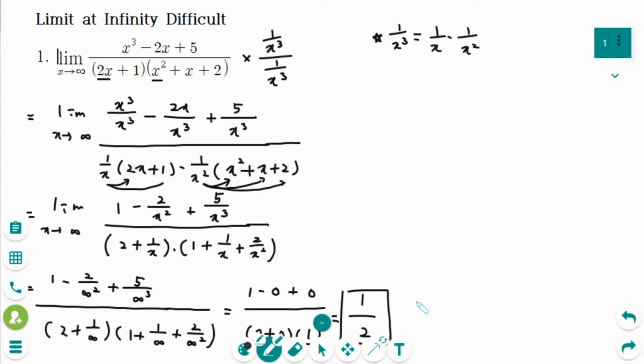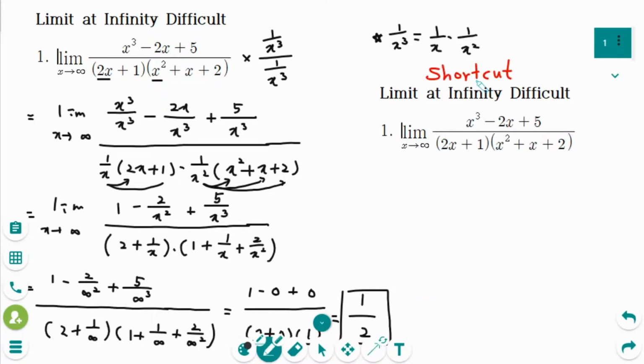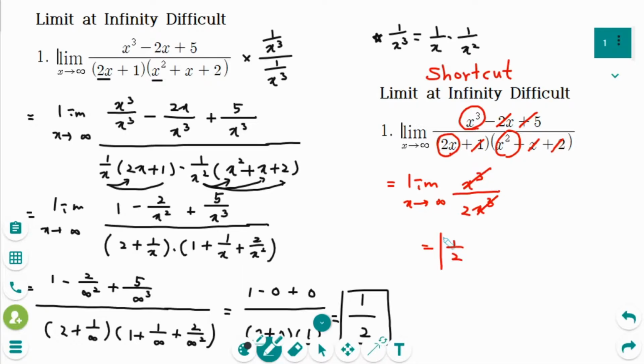And you can use the shortcut too. Take the terms with the highest power of x. So this is for the numerator, not this one. And 2x, this is x squared because this is times. And then simplify. So this one is x cubed. And this one is 2x cubed. And simplify. The 1 over 2, that is the answer.